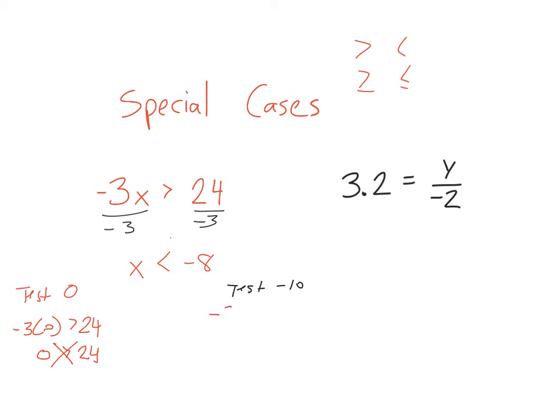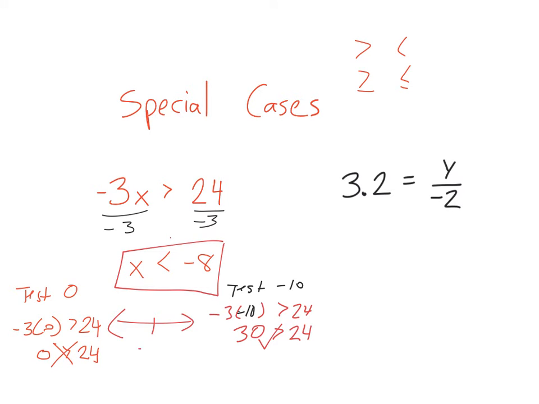So negative 3 times negative 10 should be greater than 24. Well, a negative times a negative is a positive, right? So we get positive 30. Is 30 greater than 24? All of a sudden, our test answer starts to work. So that would be your solution. Of course, you could graph it, go to negative 8, all numbers that are less than negative 8, so to the left. And there you go.